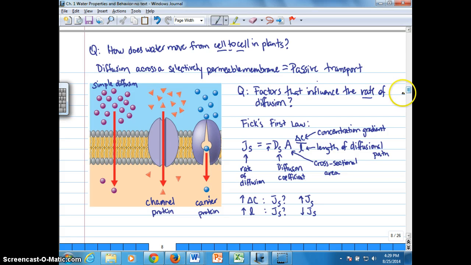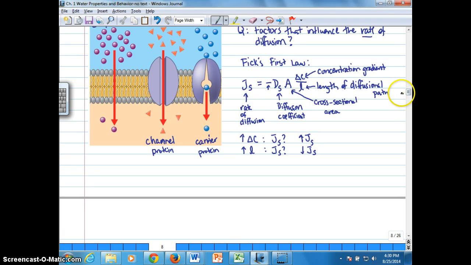So when we're actually looking at measurements of biologically relevant distances, diffusion is fairly rapid over short distances, and obviously the opposite is true, slower over longer distances.